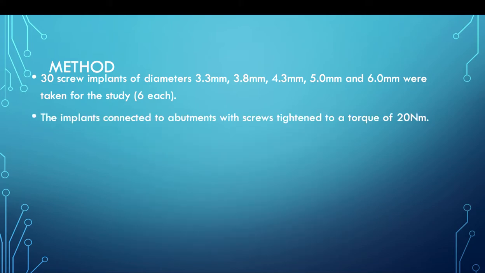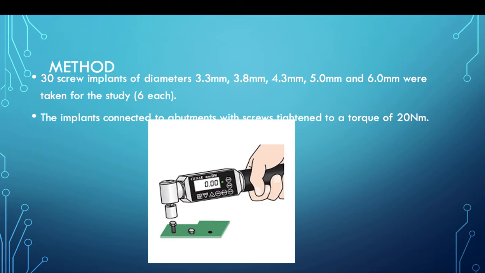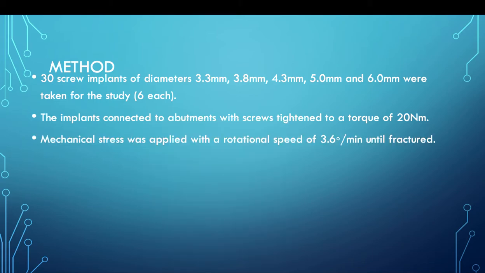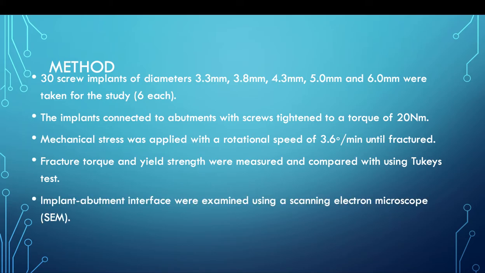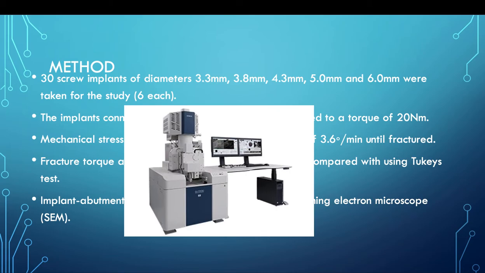The implants were connected to abutments with screws tightened to a torque of 20 Newton meter using a digital torque meter. Mechanical stress was applied with a rotational speed of 3.6 degrees per minute until it fractured. Fracture torque and yield strength were measured and compared using Tukey's test. The implant abutment interface was examined using a scanning electron microscope (SEM). This is a picture of how an SEM looks like.